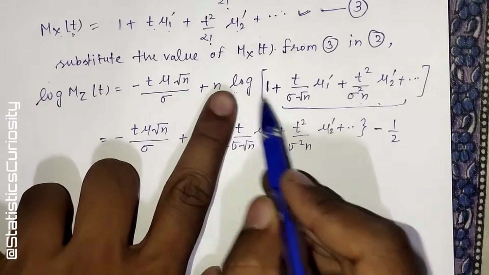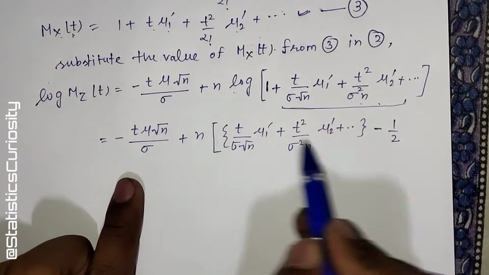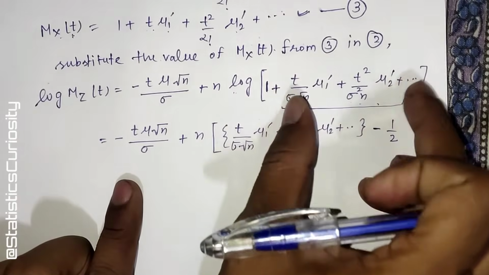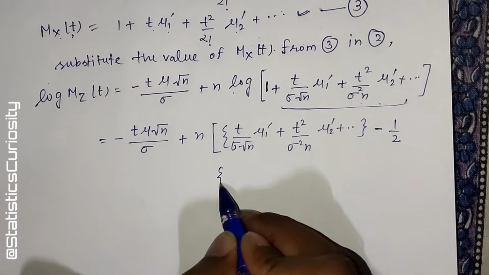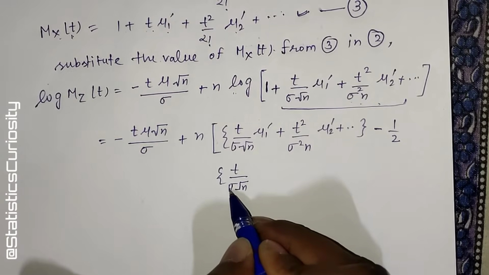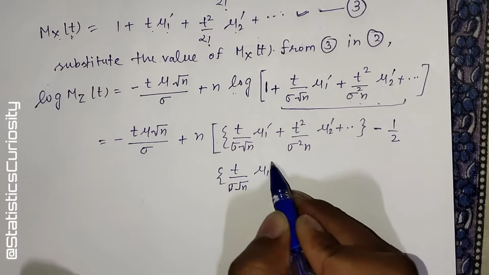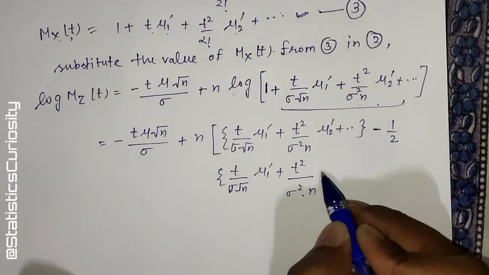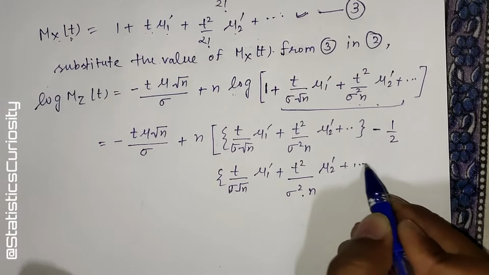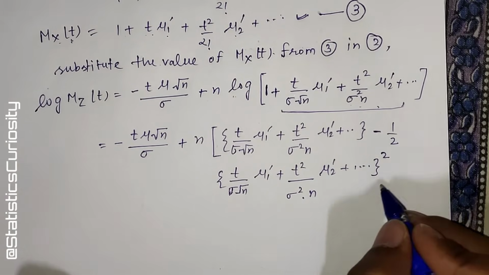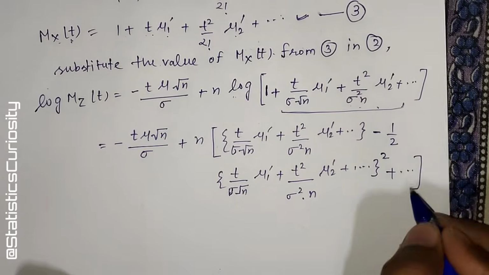Log 1 plus x is x minus 1 by 2 x square, the square of this entire term: t divided by sigma under root n mu 1 dash plus t square divided by sigma square n mu 2 dash and so on, square of this. Okay, plus 1 by 3 and so on.